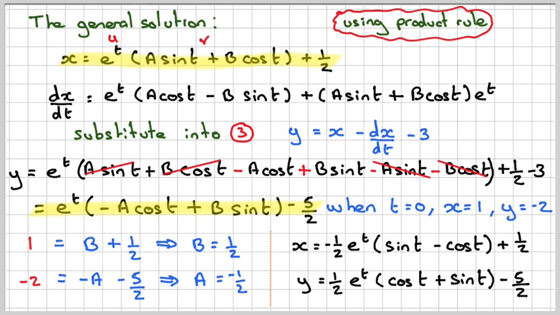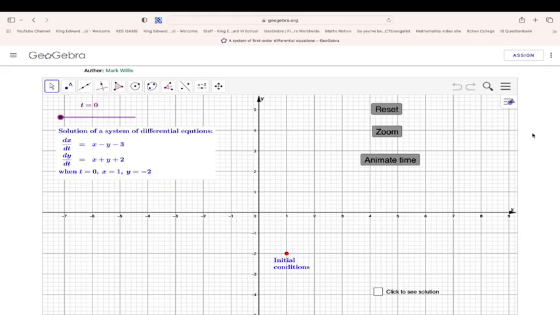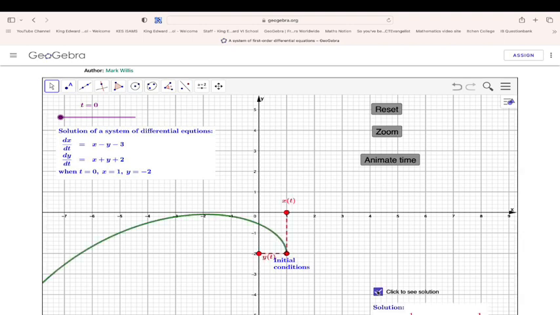But what does that actually mean when we've actually solved it? So that's the answer. So I've got this GeoGebra app. Now the link to this I will put in the notes of this video. So I've got this GeoGebra app here. So we're solving those equations here. Those are the initial conditions. Okay, and if we click here, we will see the solution.